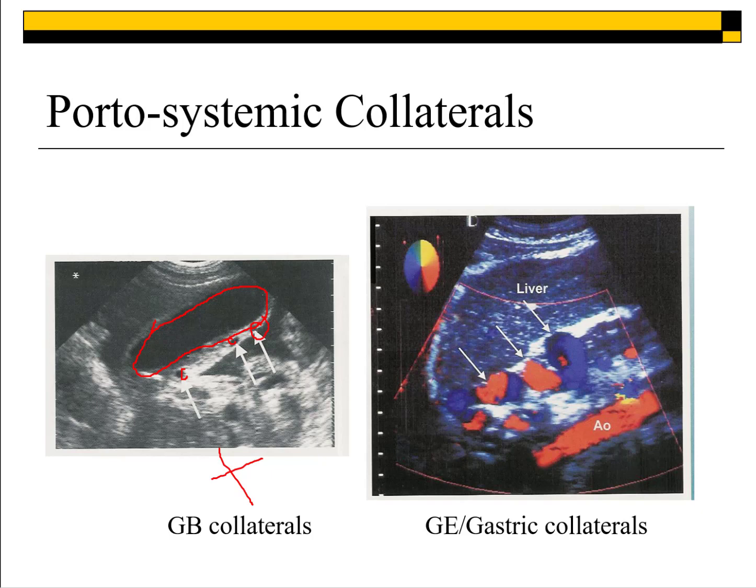Those are usually shunts between the cystic vein branch of the portal vein and either any of the anterior abdominal wall veins or the portal vein branches within the liver, to decompress the portal venous system. We have our gastric, esophageal, and gastric collaterals here in this image.